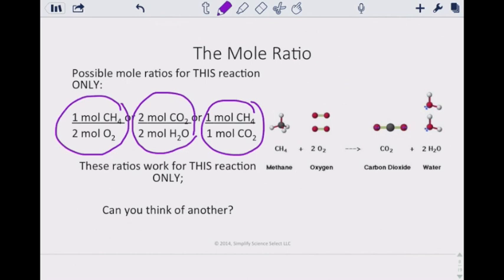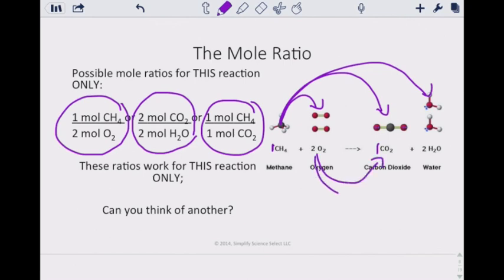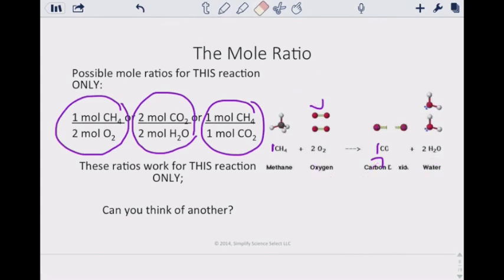We'd have to have another reaction. We'd have to balance it if we have different things. But what we can say is that 1, 2, 1, 2, they equal each other. So we can compare methane to oxygen, or we can compare methane to carbon dioxide, or we can compare methane to water, or we could compare oxygen to carbon dioxide, or we can compare oxygen to water. We can compare them all to each other because they're all set in a ratio to each other of 1 mole to 2 moles to 1 mole to 2 moles.